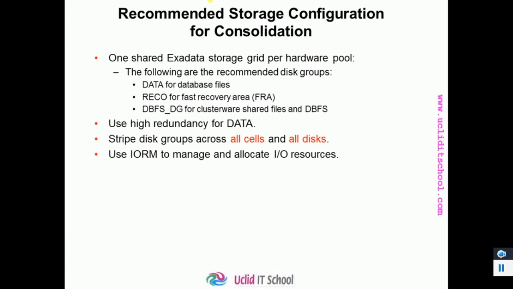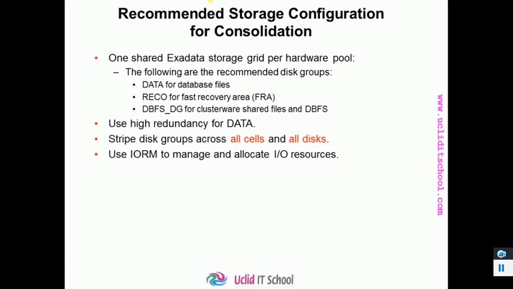Then DBFS DG. In Exadata, there is a 3rd disk group created, which is called DBFS DG, which is used to implement something called DBFS, database file system. Right? And Oracle recommends you to use high redundancy for the data disk group if your system is very business critical. Otherwise, you can go with normal redundancy.